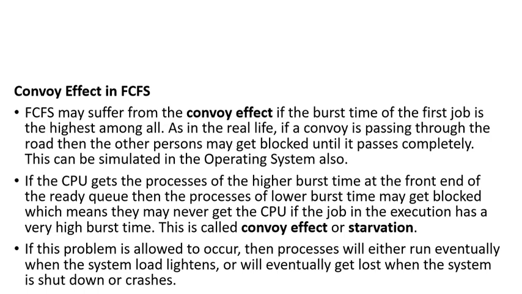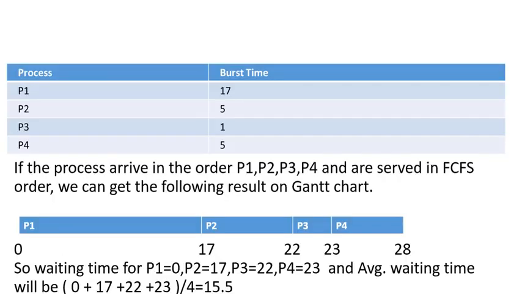Now the convoy effect. I already explained the convoy effect, that is starvation, but I'll just explain again. FCFS may suffer from a convoy effect because, just as when a convoy is going the rest of the traffic has to wait, in the same way if a long process is coming into the system, then the rest of the processes have to wait for their turn. So the total average processing time will be higher compared to other scheduling algorithms.